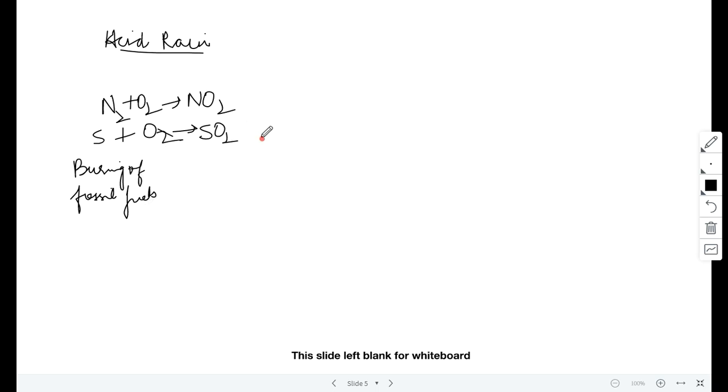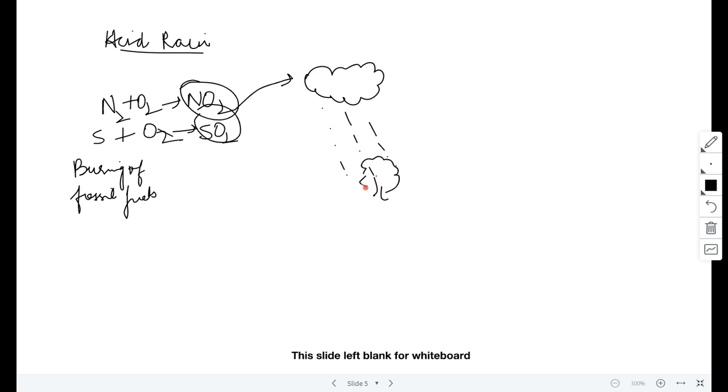Now when you do the burning of the fossil fuel, what is going to happen? These nitrogen and sulfur dioxide are going to get dissolved in the rain, water vapors, right? Then they are going to fall on the earth's surface. We have trees, and they are going to damage these trees, right? Basically you can say burning of the fossil fuel produces acid rain, and this acid rain damages wildlife. Is it clear to you? It also causes a lot of respiratory problems, which I have already discussed with you. So is it clear to you till now, acid rain?